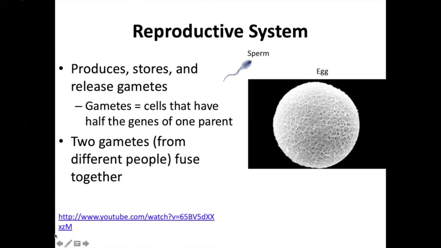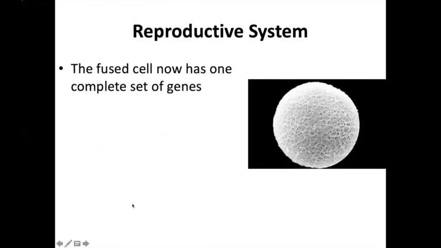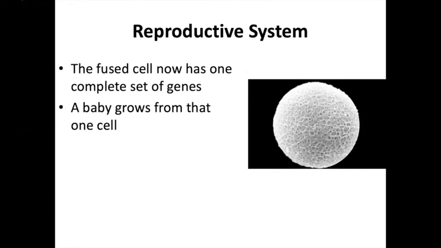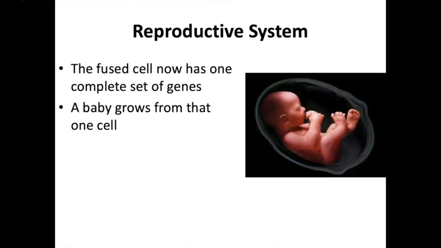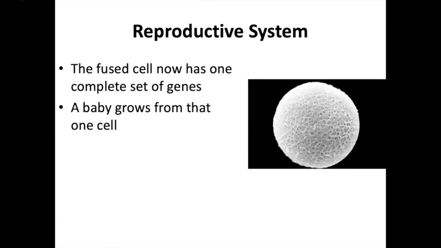This video down here that just popped up is not for educational purposes, just a cool visualization, and I will link it in Google Classroom for you. This fused cell now has one complete set of genes. The baby will grow from that set of genes. We talked about how that happens back in Bio 1. If you remember a couple different things, DNA replication. This zygote has one complete set of genes. And yes, guys, this is a real human egg zoomed in really far.